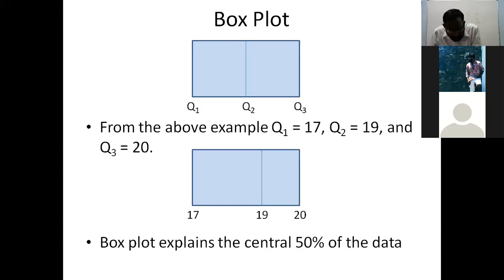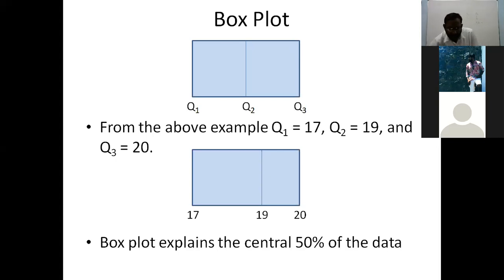75%. Check, I'm talking only about the box. What is the percentage of data coming? 50%. Yes, correct. Why is it 50%? Because if you demarcate Q1, the left side is 25%. If you demarcate Q3, the right side is 25%. So that 25% on the left and right is missed out. So what is in the middle? 50%.